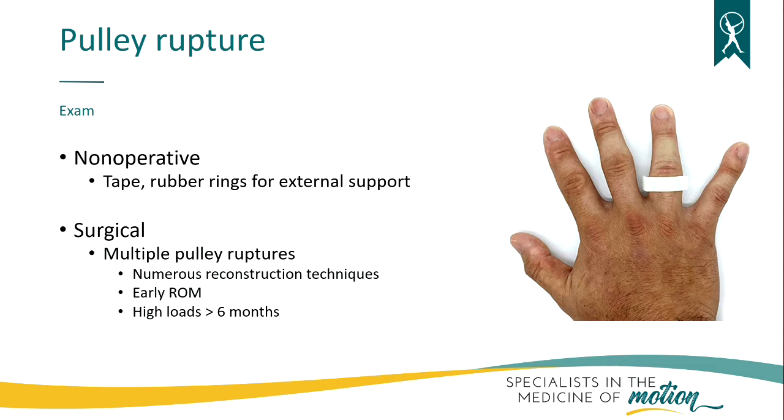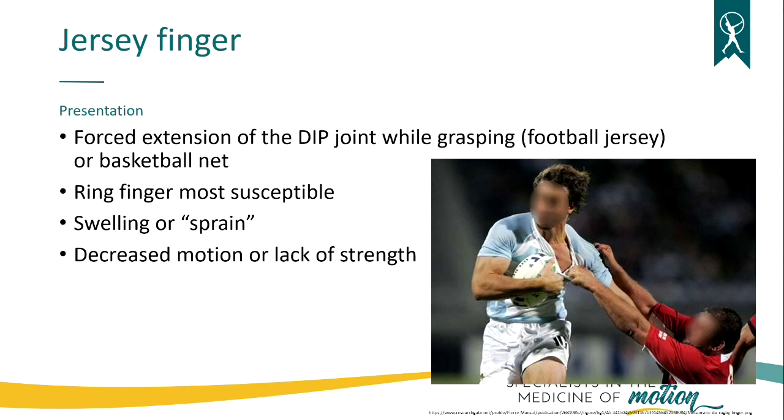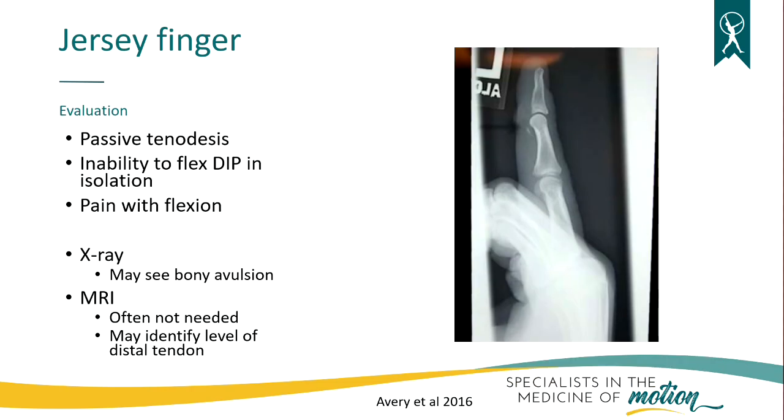The only time we really get into surgical reconstruction is if there are multiple pulleys, and those are complex, challenging endeavors. The jersey finger is not uncommon, particularly in the fall with tackling football or rugby players, which causes a forced extension of the DIP joint. The ring finger seems to be most susceptible. We'll see it in basketball players as well as they come down from a dunk and get their finger hung up in the net. These patients typically can't flex the DIP joint actively.